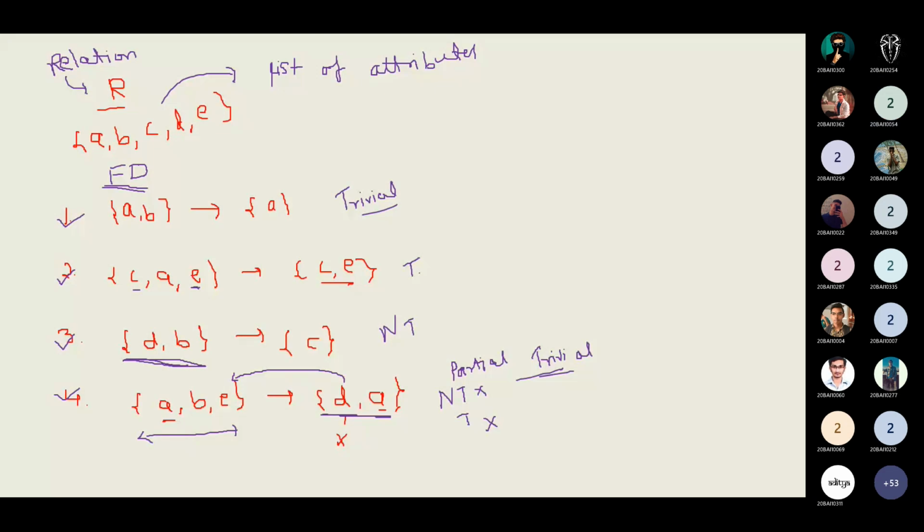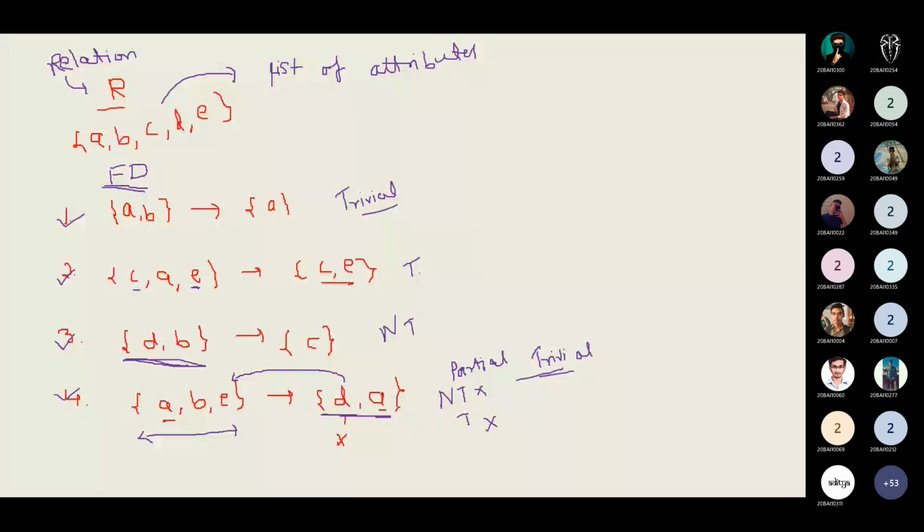Sir, in the second, CAE is a superset and C is a subset, so it is trivial. If the given subset is C and D, then will it also be called trivial or non-trivial? It will be considered a partial trivial dependency. So that is the fourth example we have over here.